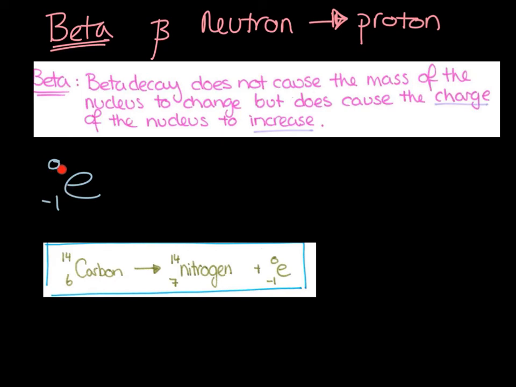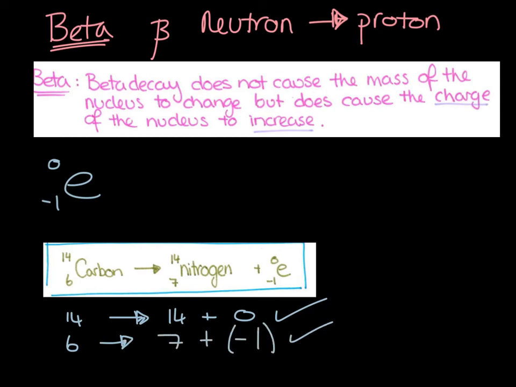We've got an electron. There's no protons or neutrons on it, but it has a charge of -1. And if we look at this equation underneath, we can see that this equation follows the same rules as the previous alpha decay equation in terms of making sure that everything is balanced. So I've got 14 goes to 14 plus 0, so that's balanced, so that's fine. And I've got 6 turns into 7 plus -1, so that's balanced. So this equation is absolutely fine.